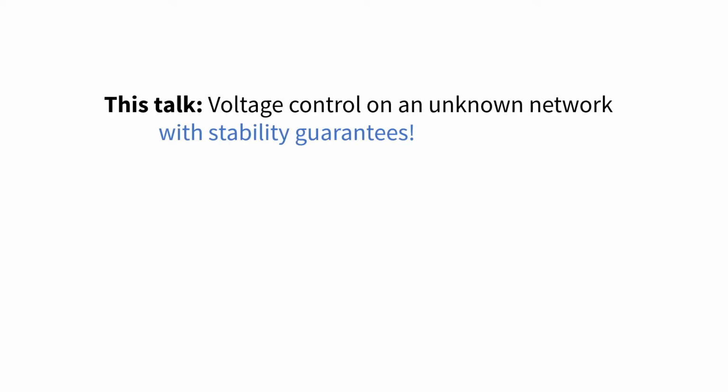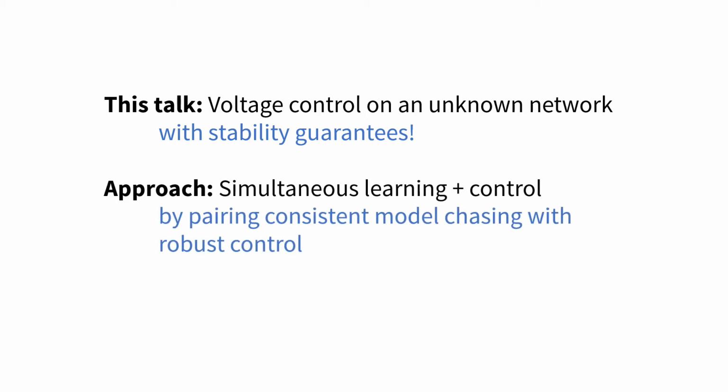As existing approaches have significant limitations, we propose a novel technique for voltage control on an unknown distribution grid network, with stability guarantees under realistic assumptions. The approach that we take is combining simultaneous learning and control by pairing consistent model chasing with robust control. In the next slides, I will go into detail about how this is done.